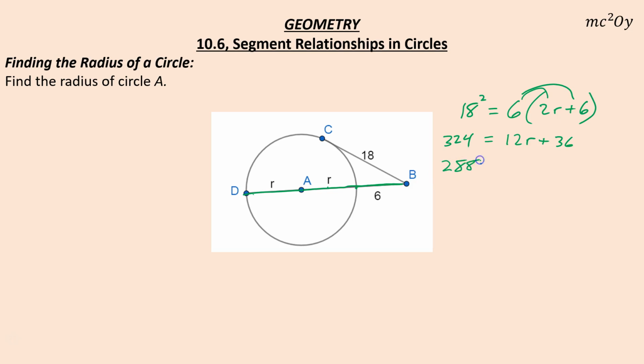Subtract 36, we get 288 equals 12r. And then we'll go ahead and divide 288 by 12, and we end up with 24. There we go. The radius is 24. All right, that's all I got for you.